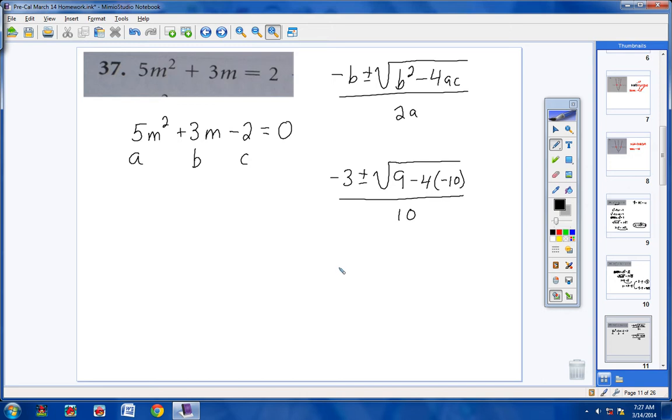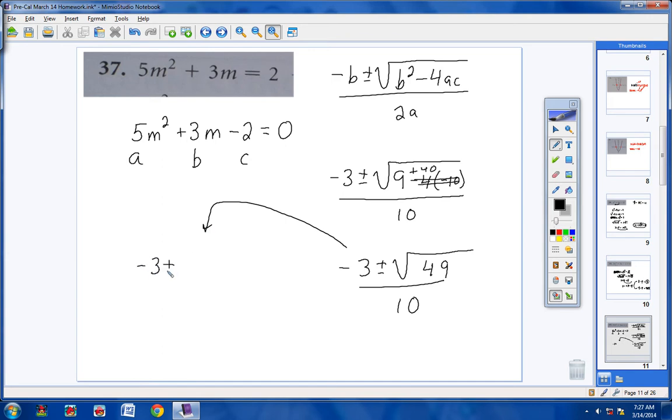Next, what I like to do is I like to simplify the radical. And we should be able to do this pretty quickly. Negative 4 times a negative 10 would give you a positive 40, and then add those two numbers, and you will get a positive 49 all over 10. Now we're cruising right along. Let's come over here and finish it. I now have negative 3 plus minus 7, because the square root of 49 is 7.